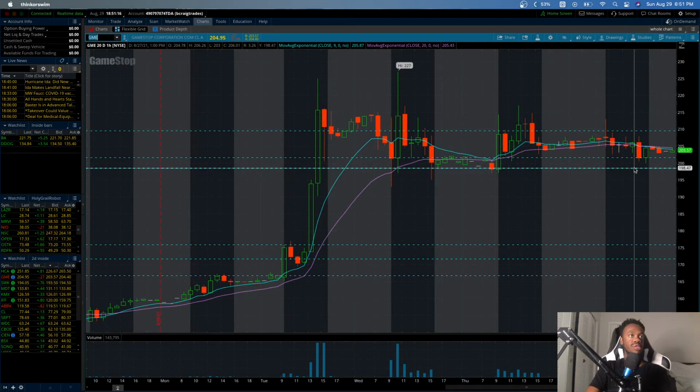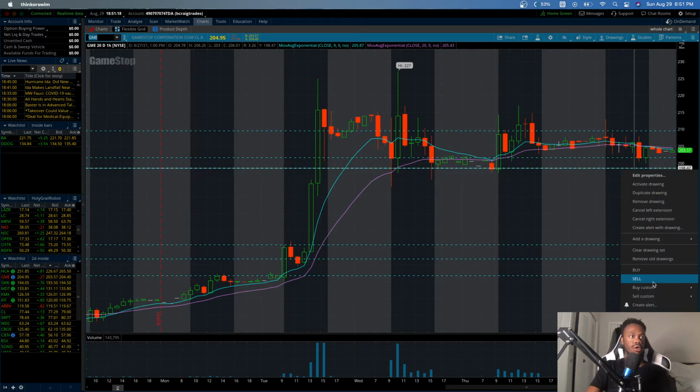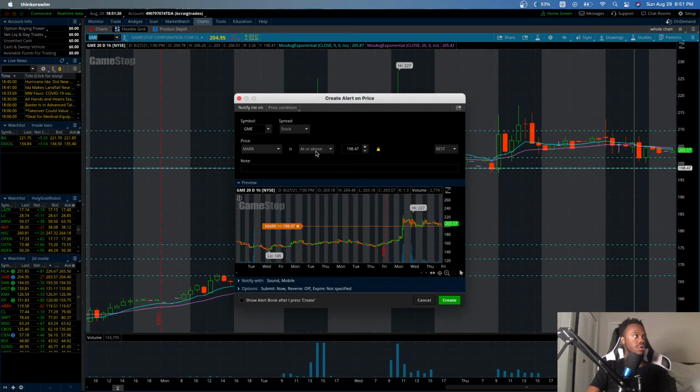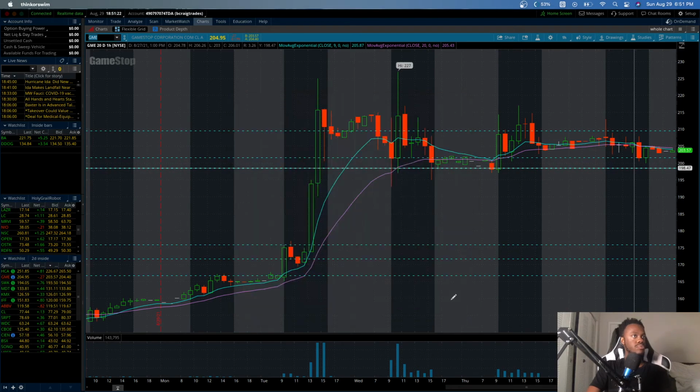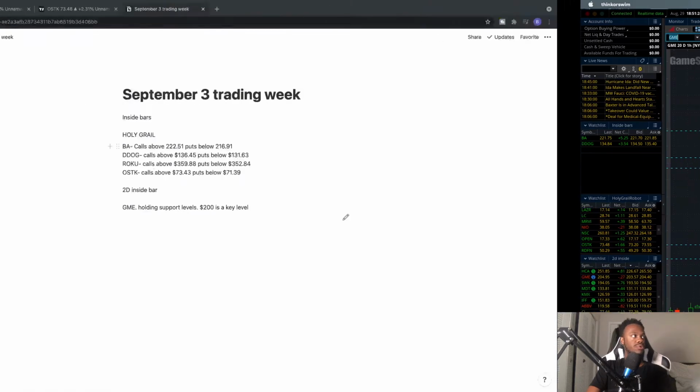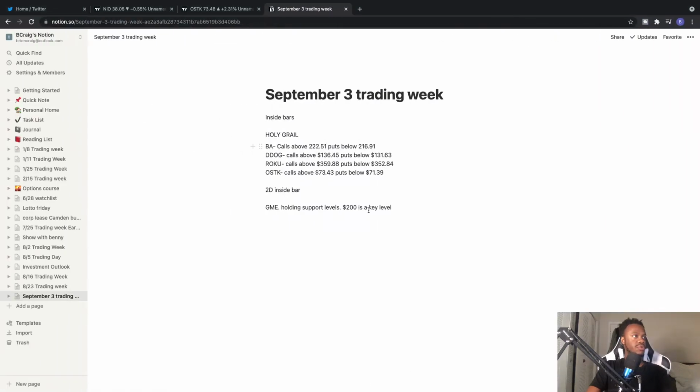But we'll set an alert for ourselves. If this thing does fall below here, we'll jump into some puts. So create alert at or below. Sweet. So what's it at? Just watch red to see. GME holds support, level 200 is a key level. Puts below. Sweet. So that's a GME trade idea.